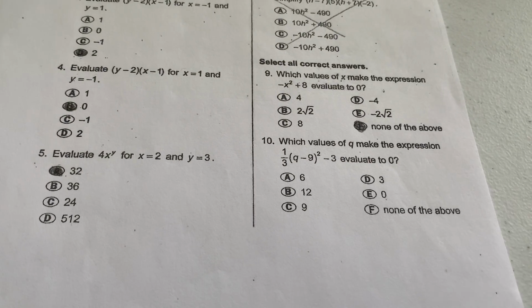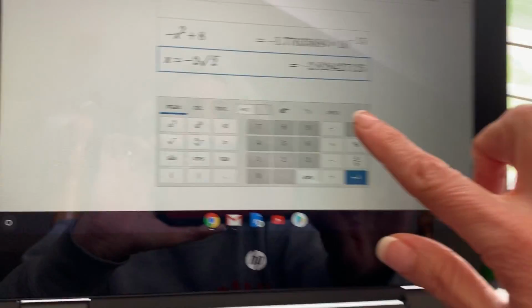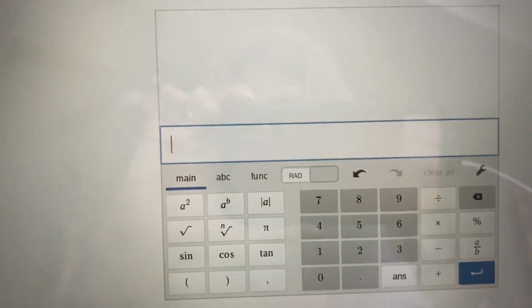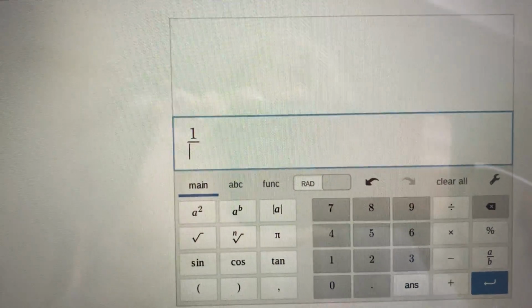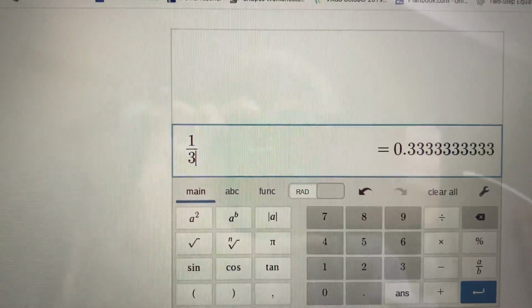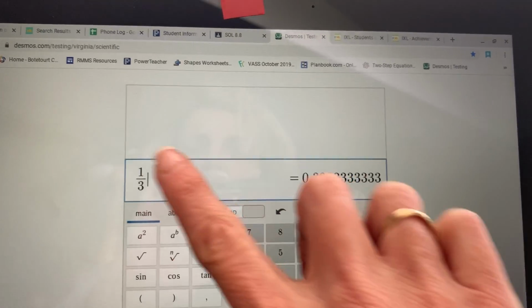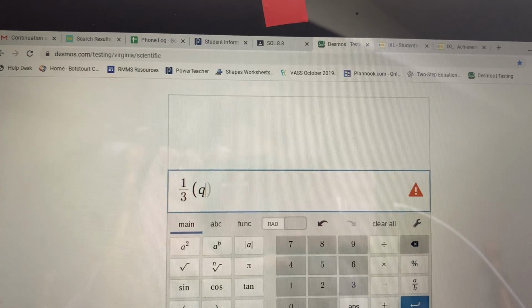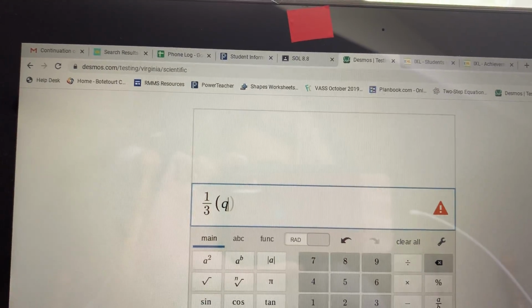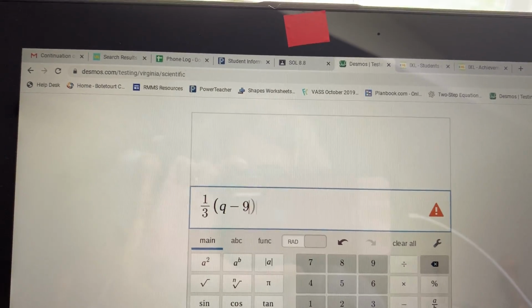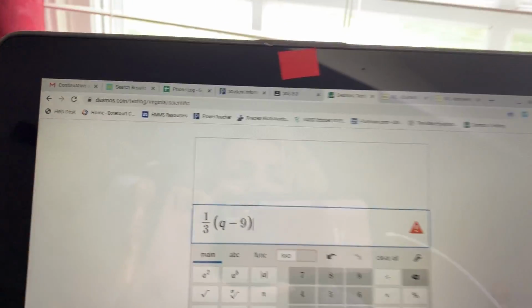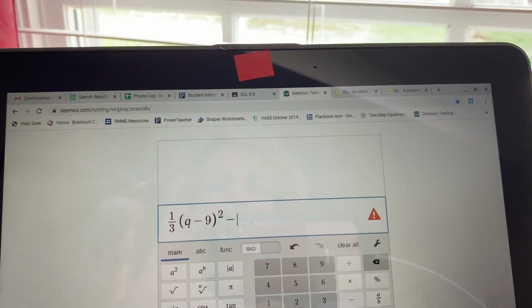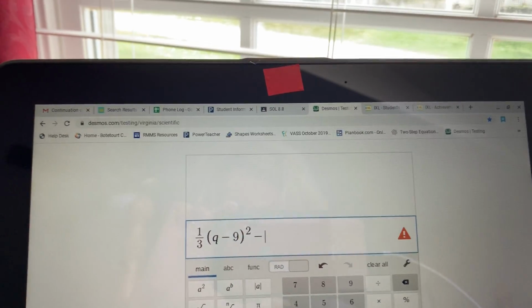And then number 10 is the same type of question, but we've got to change our expression. So for this one, we're going to do 1/3, so 1 divided by 3. And then we need parentheses beside it, and in there we need Q minus 9. Close the parentheses. We have to square that. And then we're going to do minus 3.